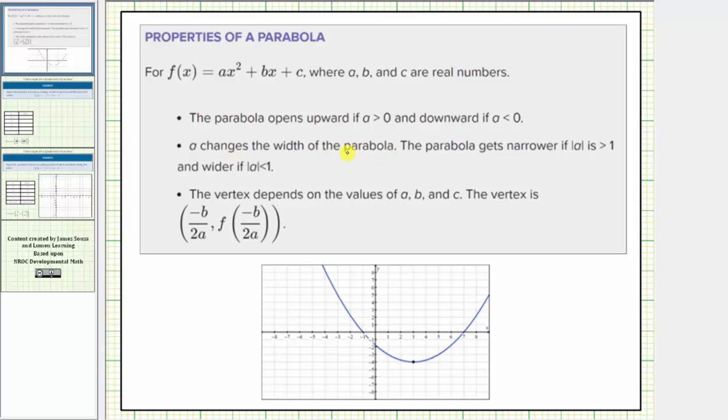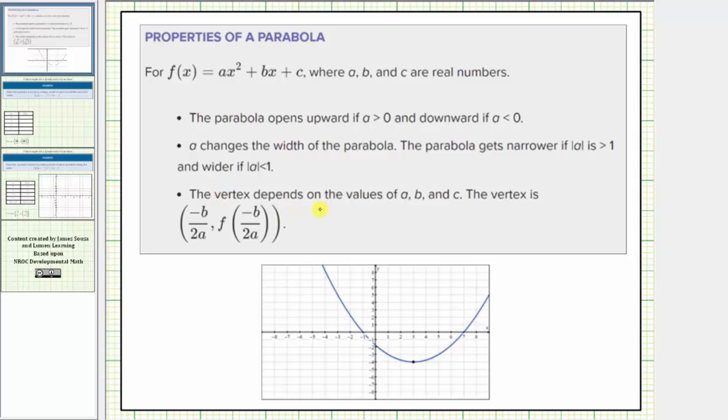This is based upon the graph of the basic quadratic function f of x equals x squared. The parabola gets narrower if the absolute value of a is greater than 1, and wider if the absolute value of a is less than 1. And then finally, if the parabola opens upward, the lowest point on the graph is the vertex. If the parabola opens downward, the vertex is the highest point on the graph.